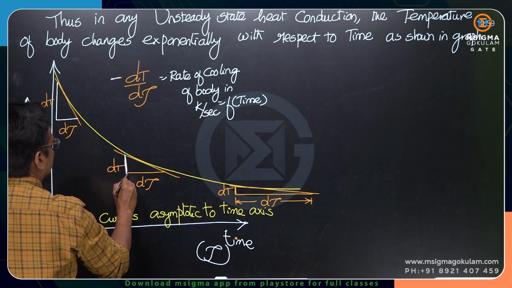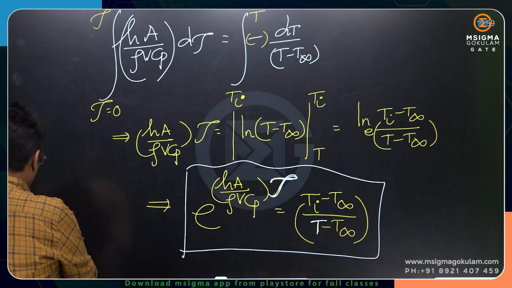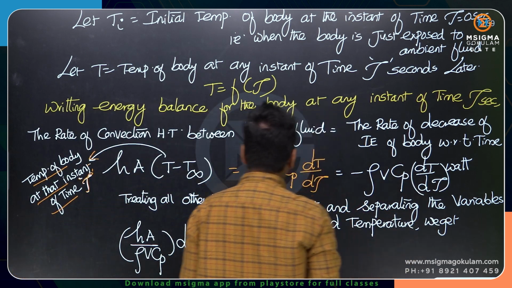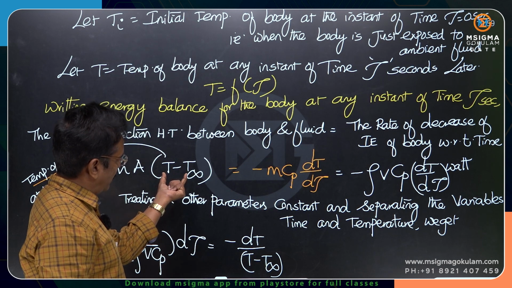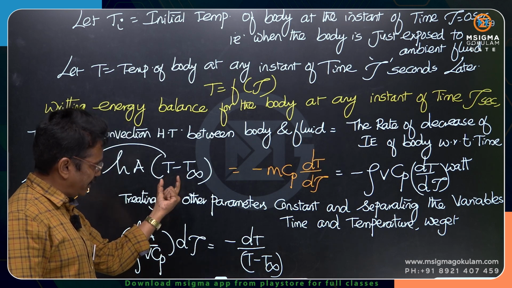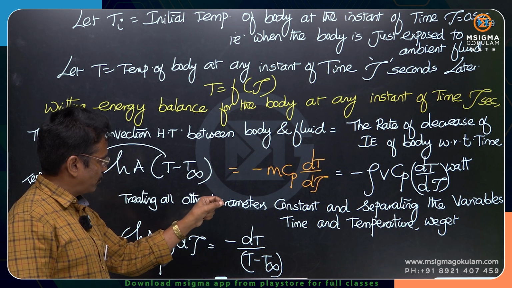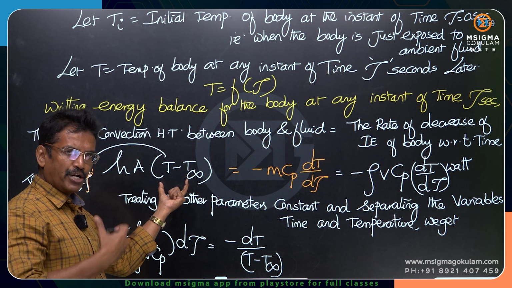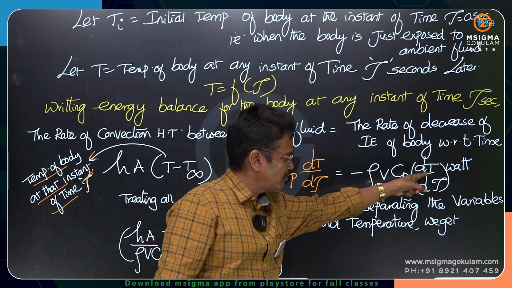Why like that? That answer is given in the previous equation. You can look at the previous equation here. This dT by d tau is a function of this temperature difference. Initially, when the body is just exposed to the fluid, there is a huge temperature difference between the body and the fluid. This is high. Therefore, when this is high, obviously this also will be high.